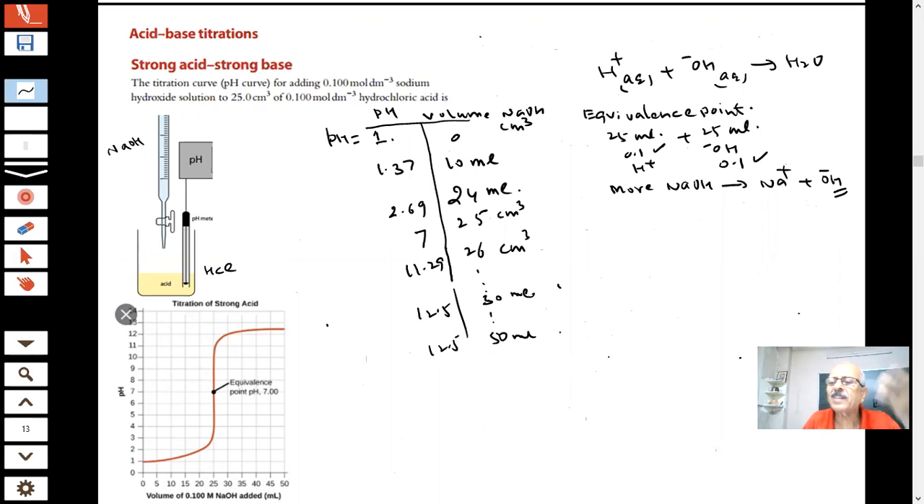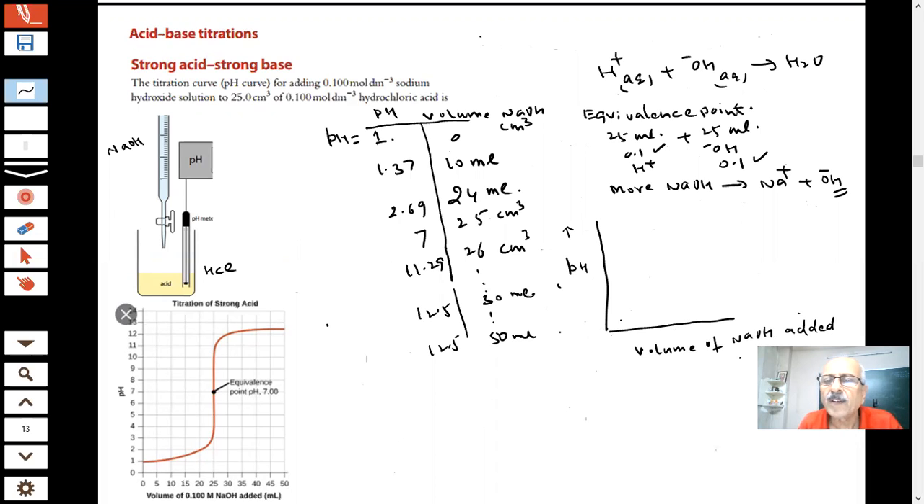Why? Because NaOH is a strong base, completely ionized. So once the concentration of OH ion is fully ionized, what is going to be the pH then? Then it will become constant. Then if I have these points, if I draw a curve now, what curve am I drawing? pH versus volume of NaOH added.